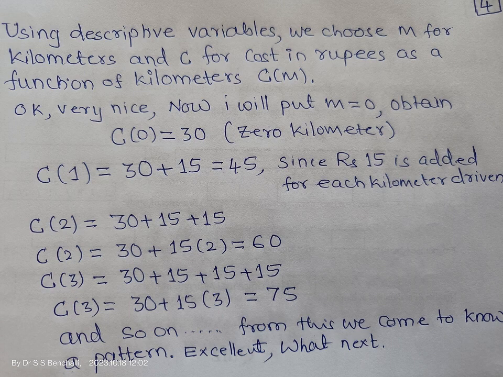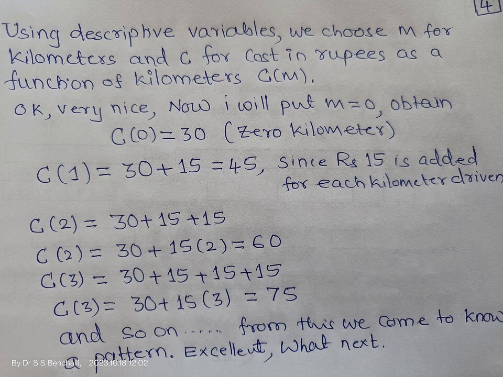Now I will put m is equal to 0 and observe how the function behaves. When I replace m by 0, I obtain 30 rupees. It means c of 0 is equal to 30, the initial fee, as I have mentioned earlier. Now I am going to replace m by 1. I obtain c of 1 is equal to 30 plus 15, totally 45 rupees. Why do I add 15 rupees? Since 15 rupees is added for each kilometer driven.